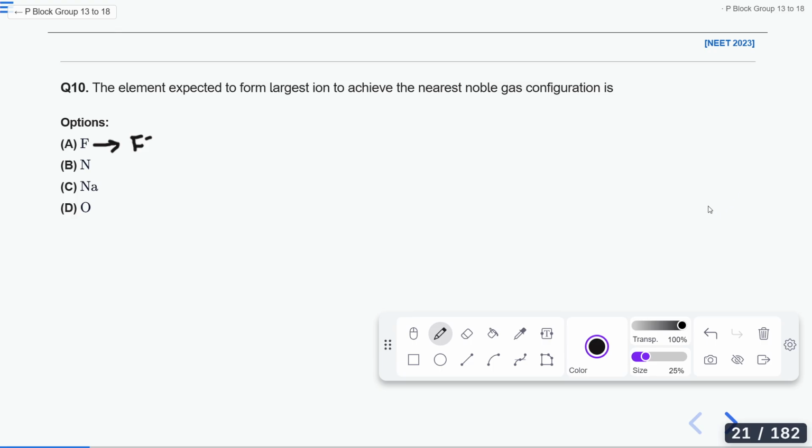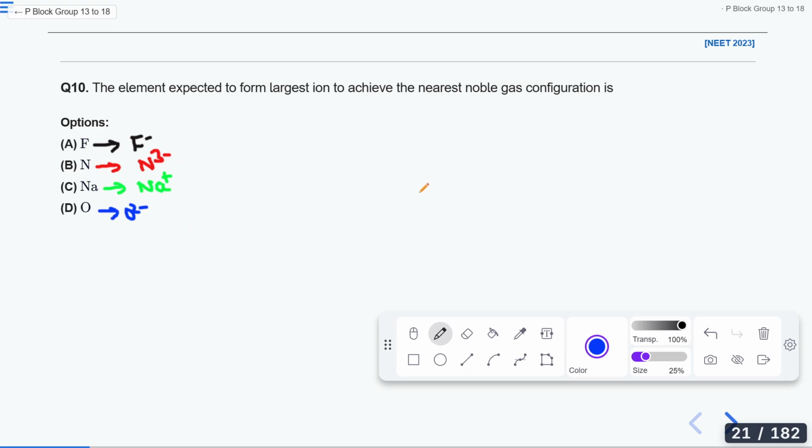Then next, we have N. Nitrogen has 3 electrons less than the noble gas configuration, so it will become N3 minus. Then our next target is sodium. How can sodium become a noble gas? By releasing one electron to become Na plus. Similarly, the last one, oxygen, can attain the noble gas configuration by taking 2 electrons and becoming O2 minus.